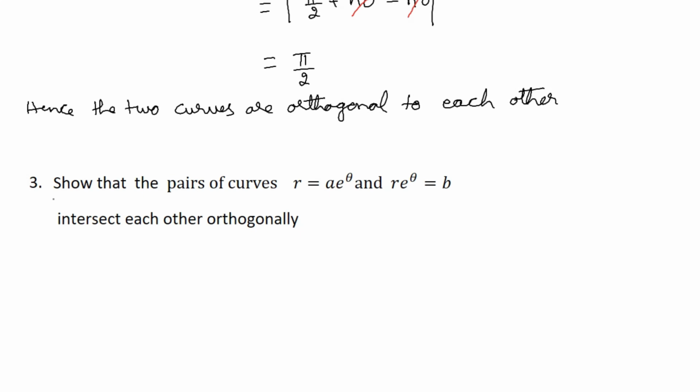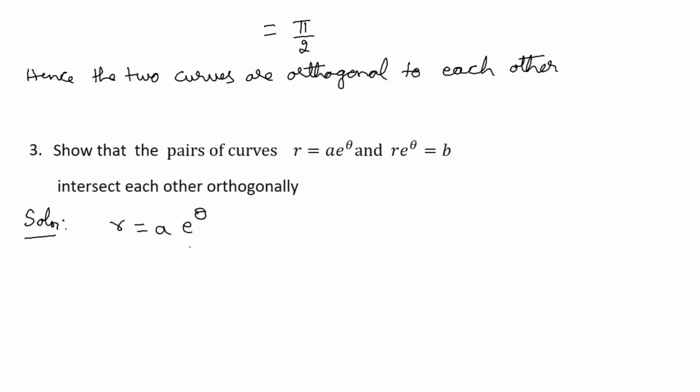The next question is, show that the pair of curves r is equals to a e power of theta and r e power of theta is equals to b intersect each other orthogonally. So let me take the first curve. r is equals to a e power of theta. So apply the log on both the sides. So we'll be getting log of r is equals to log of a e power of theta.